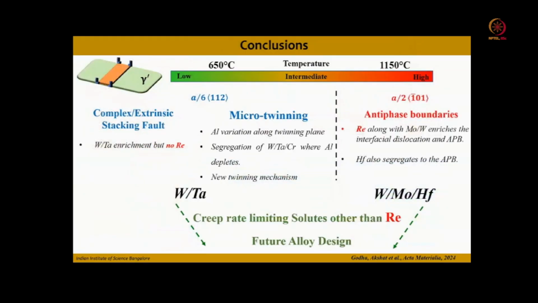Okay, so based on these two data sets, which are at the intermediate temperature and the high temperature, we got to know that at intermediate temperature, the creep rate limiting solutes are tungsten and tantalum. Okay, and at high temperature, the creep rate limiting solutes are tungsten, moly, and hafnium, other than rhenium. Okay, whether we can do the alloy design based on these solute segregation phenomena which are happening.